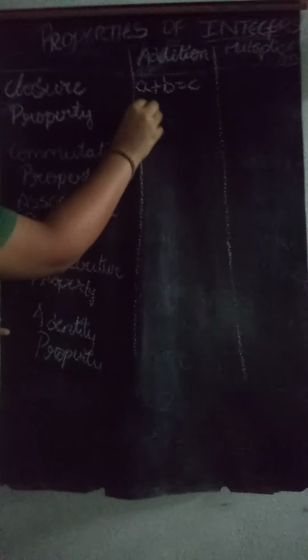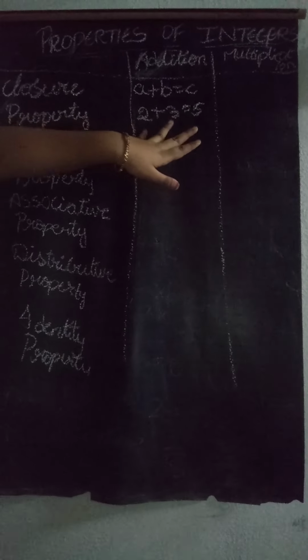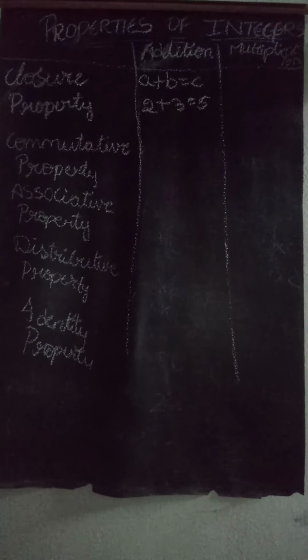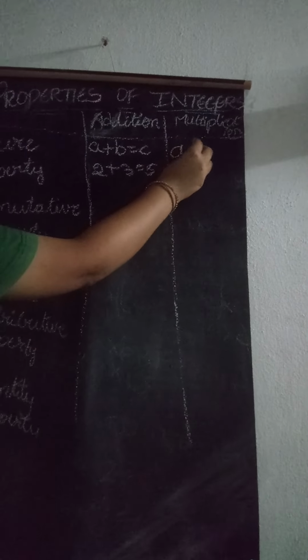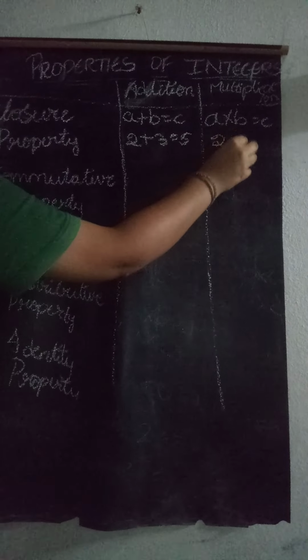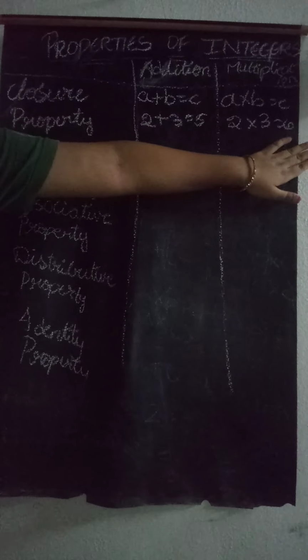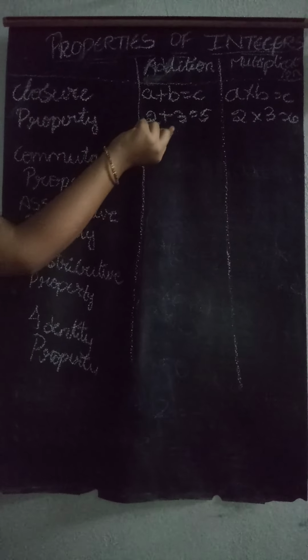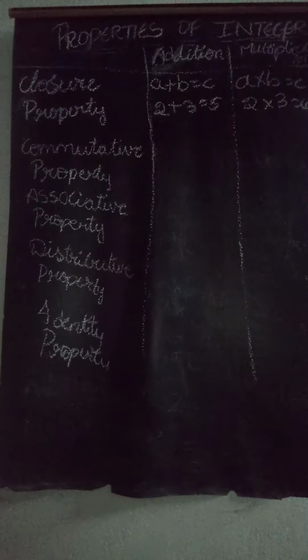For example, 2 plus 3 is equal to 5. That means we are adding two numbers here and we are getting the answer as 5. Coming to closure property under multiplication, here it is A into B is equal to C. That means we are multiplying two numbers to get the answer. So 2 into 3 is equal to 6. Here we are adding two numbers and here we are multiplying two numbers to get the answer. Anything that works like this comes under closure property.